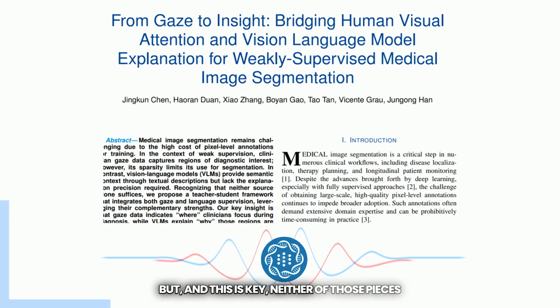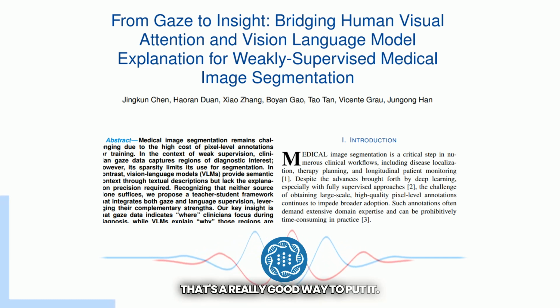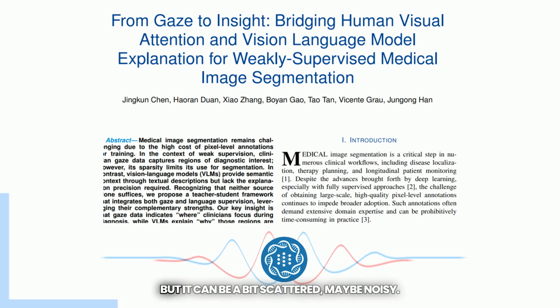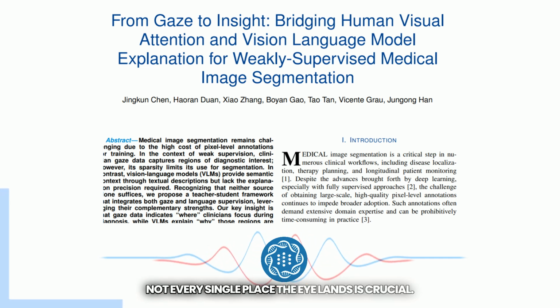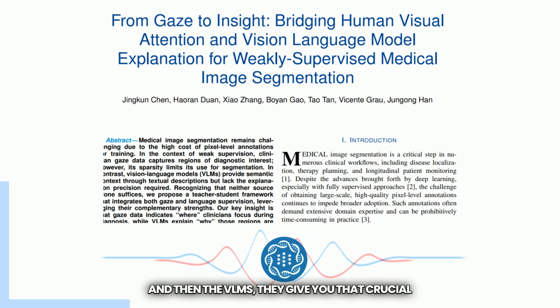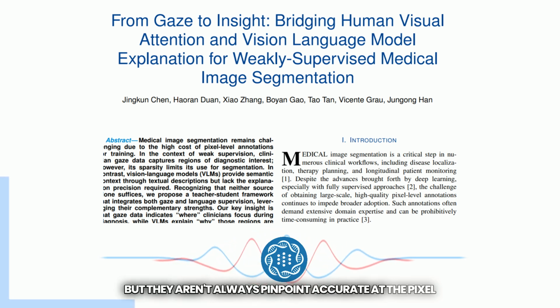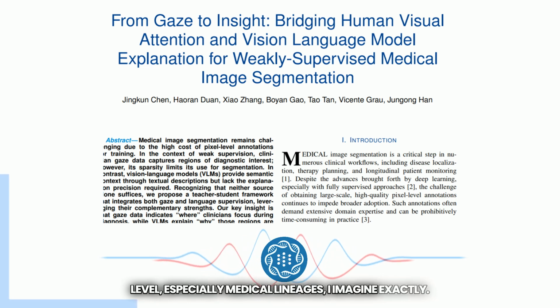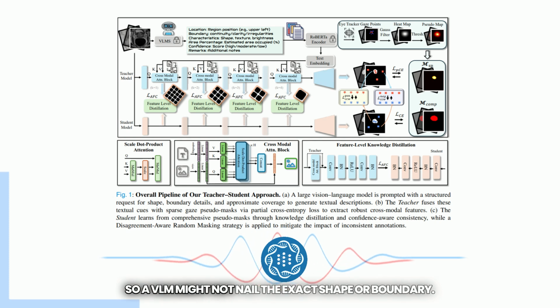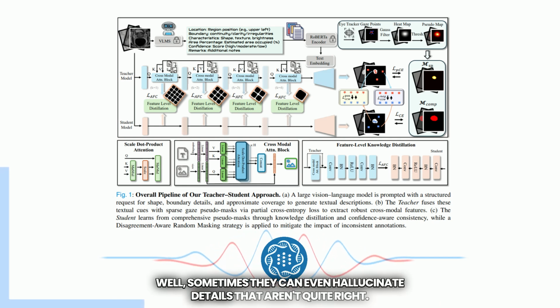But, and this is key, neither of those pieces of information is perfect on its own, is it? That's a really good way to put it. The gaze data tells you what caught the eye, but it can be a bit scattered, maybe noisy. Not every single place the eye lands is crucial, and it often gives you just a rough area, not a sharp, exact boundary. And then the VLMs give you that crucial semantic content, the description, but they aren't always pinpoint accurate at the pixel level. Especially medical images, I imagine. Exactly. Things are subtle. So a VLM might not nail the exact shape or boundary, or sometimes they can even hallucinate details that aren't quite right.